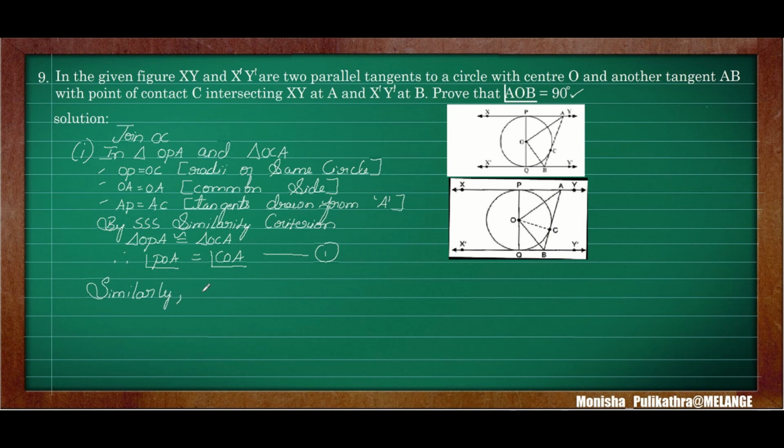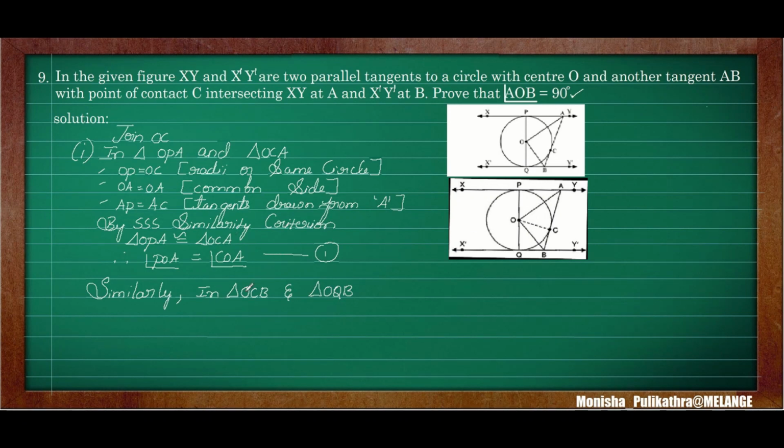Okay, similarly, next we will be considering this part of triangles, that is OCB and OQB. In triangle OCB and triangle OQB, the same thing happens. In OCB and OQB, OQ is equal to OC, radii drawn to the circle. Next, BC is equal to BQ, tangents drawn to the circle. OB will be the common side. So these two triangles will also be congruent according to this.